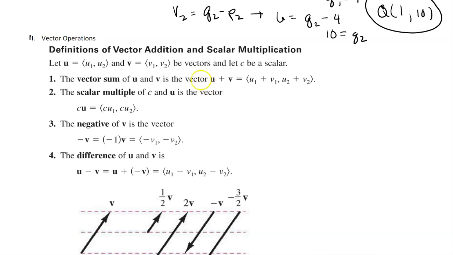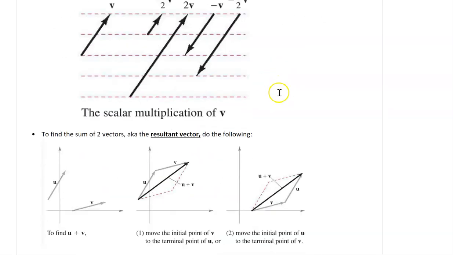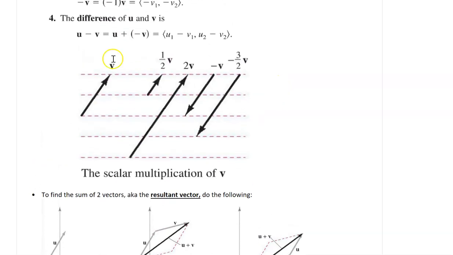A note about scalar multiples: if you look at this picture, and this is the vector v, you can see that if you multiply on the outside, it does change the magnitude, it changes the length by whatever that factor is. So multiplying by 1/2 halves it, multiplying by 2 doubles it. If you multiply by a negative, it also reverses the direction of the vector.